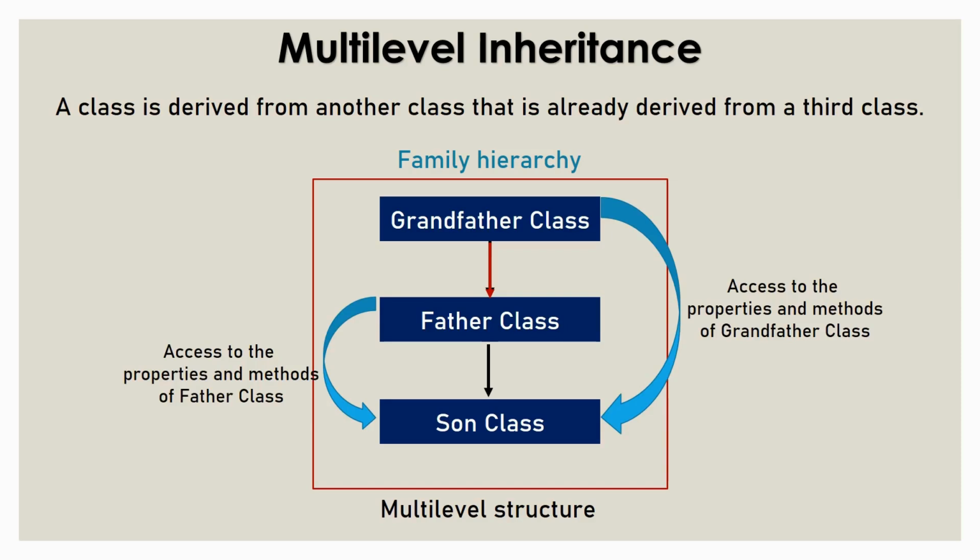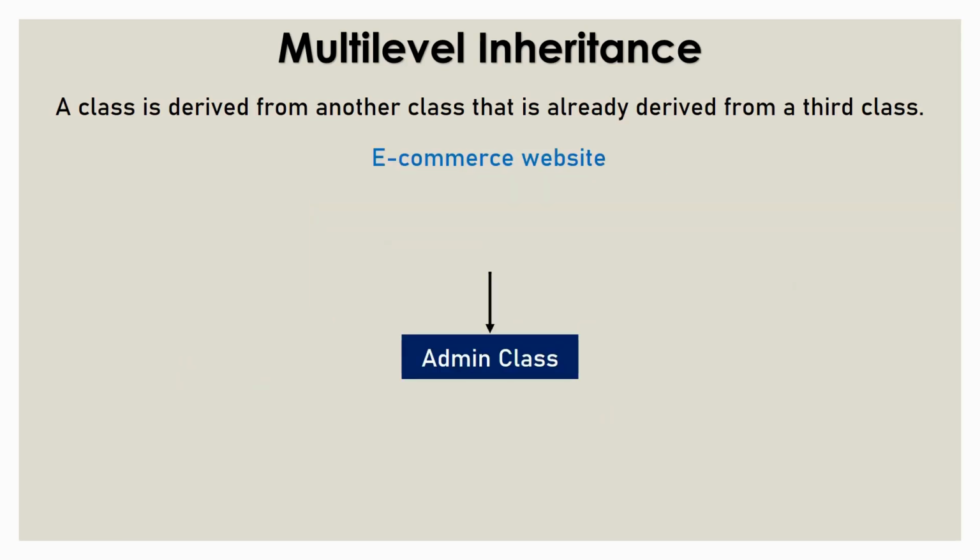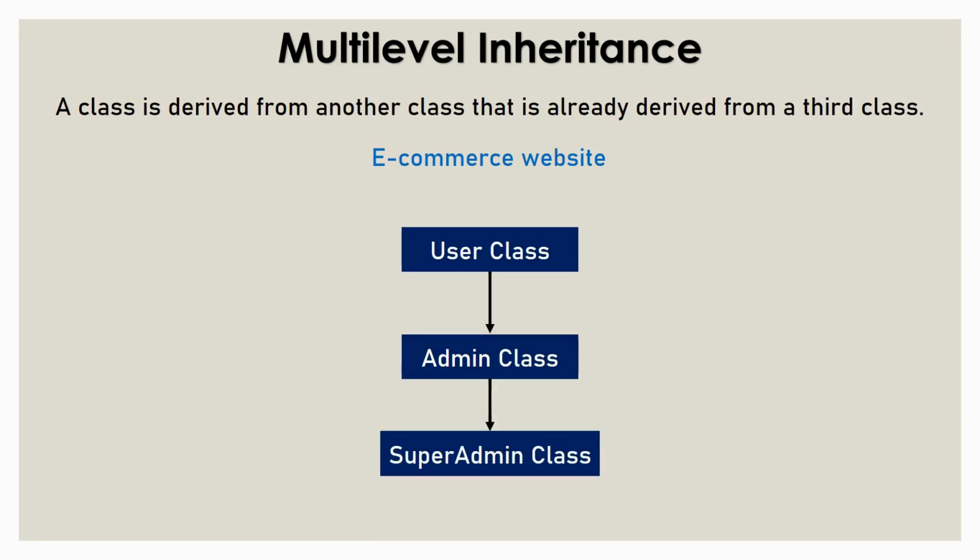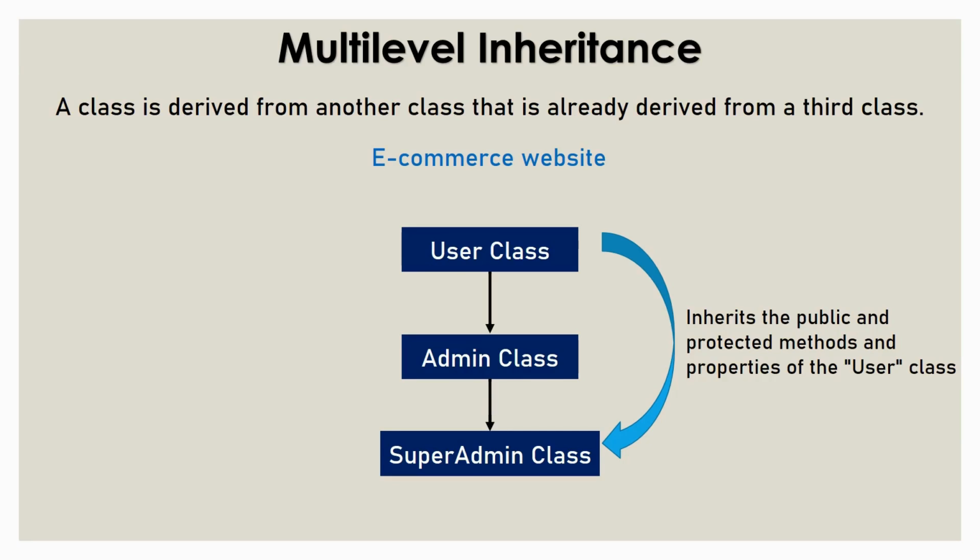Similarly, in an e-commerce website, the admin class inherits from the user class, and the super admin class inherits from the admin class. In this case, the super admin indirectly inherits the public and protected methods and properties of the user class.